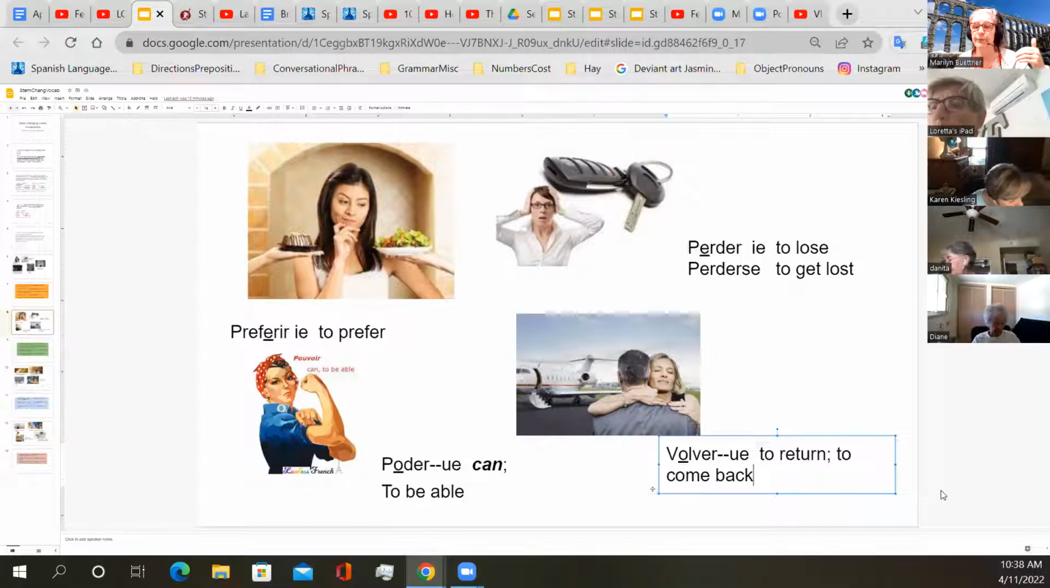Vuelvo. Tú vuelves. Una persona, one person. Vuelve. We just have the vowel at the end, right? Dos personas, two people or more. Vuelven, with an N at the end. But for nosotros, we go back to the O in volver. Volvemos.